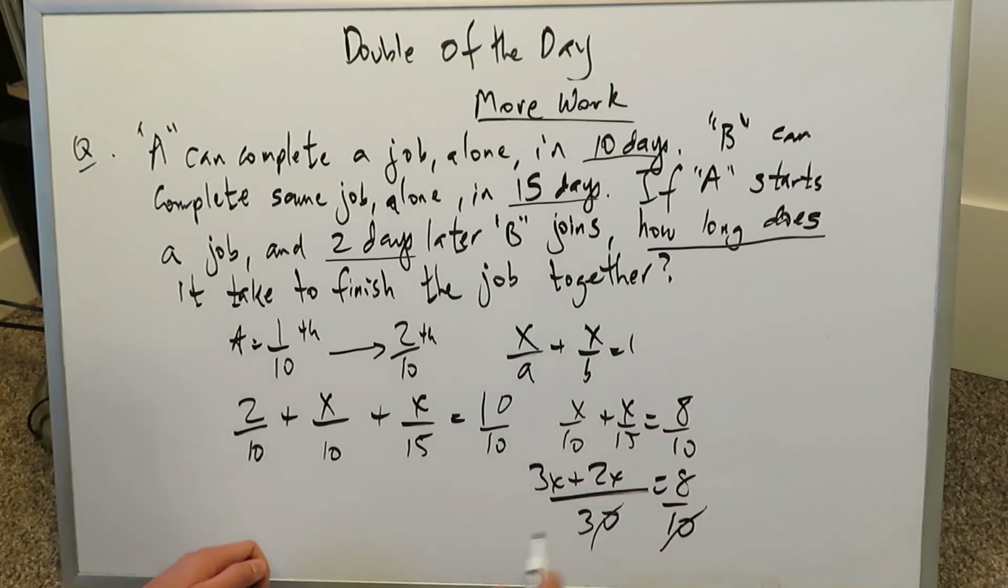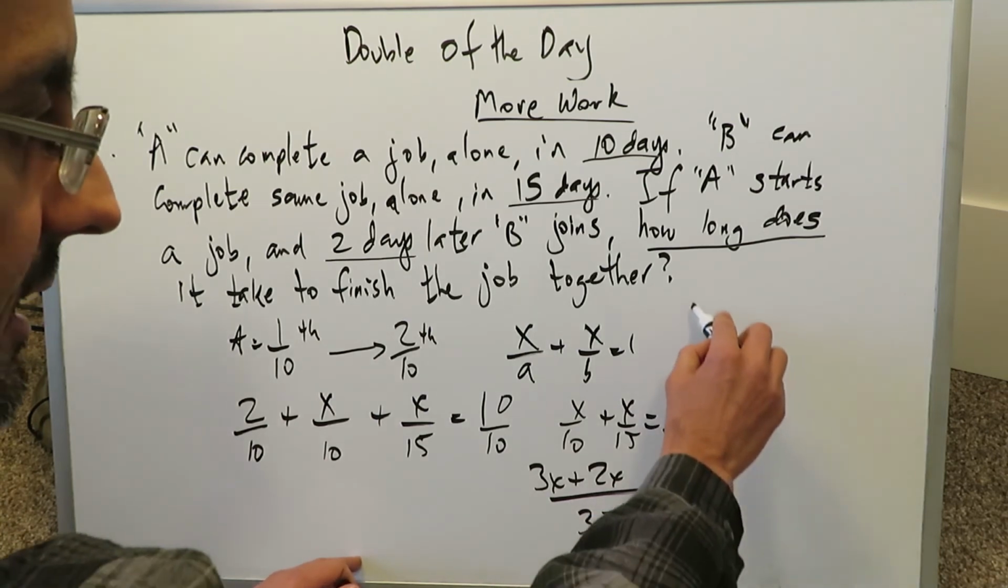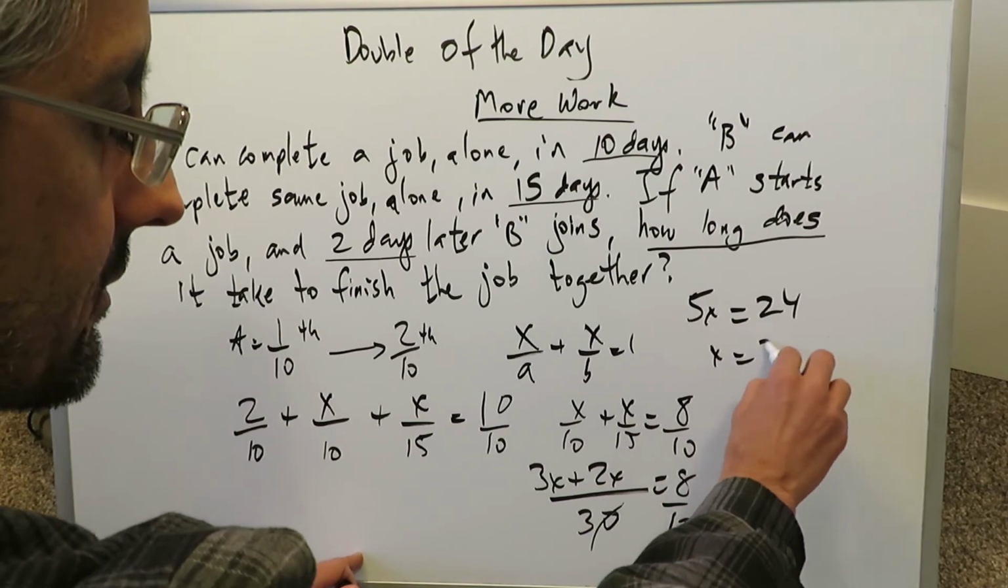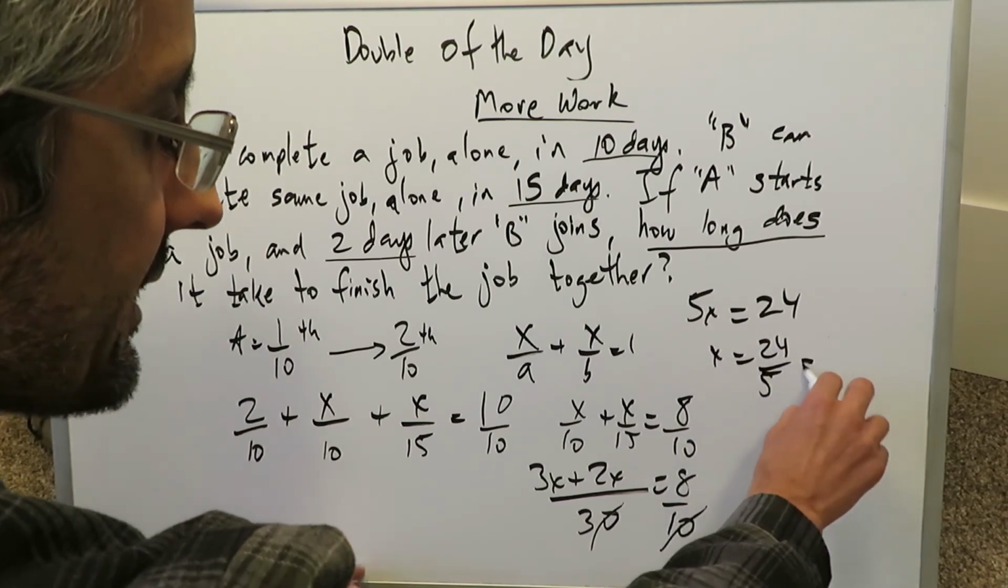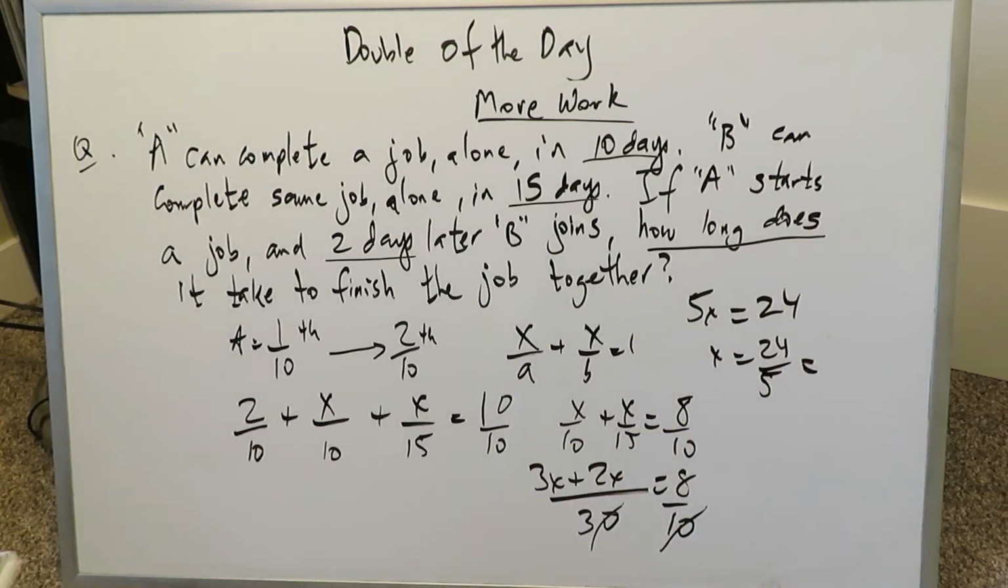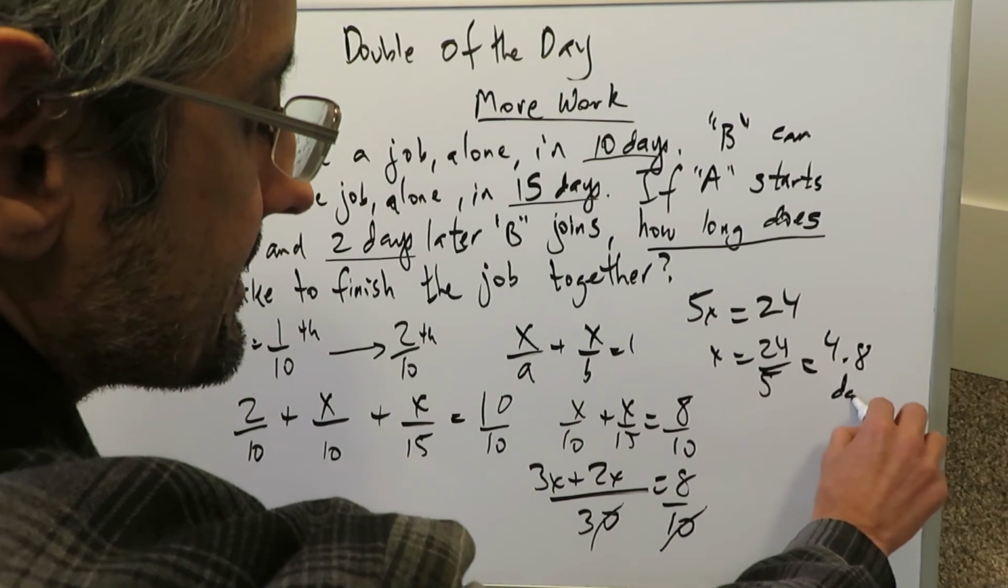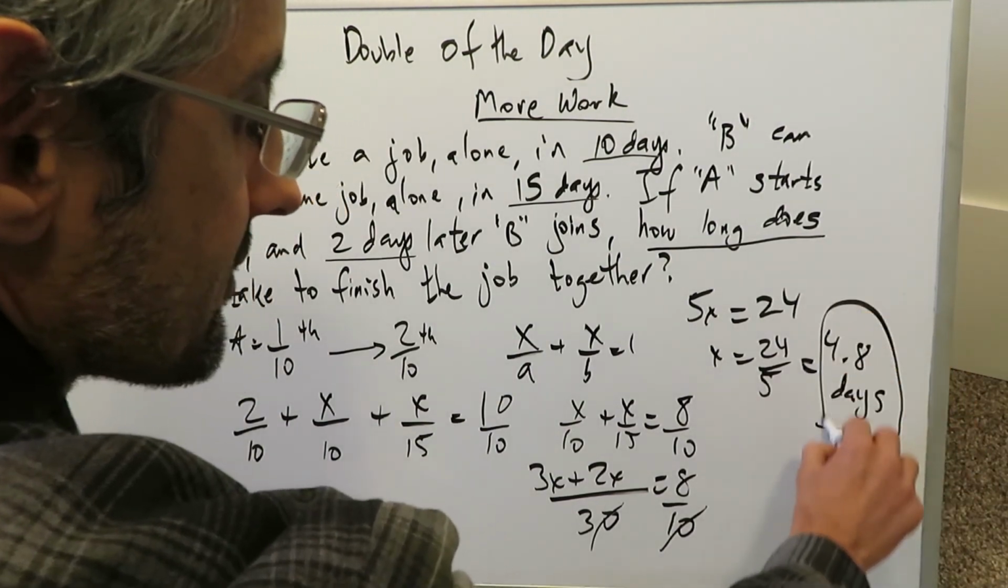Take these zeros and just cancel them out, because you could literally do that. Take 3 to the other side. 5x is equal to 3 times 8, 24. X is equal to 24 divided by 5. We can get a good decimal answer because I want to post an answer here in decimals. 24 divided by 5 gives me 4.8 days. And that's the answer for this question.